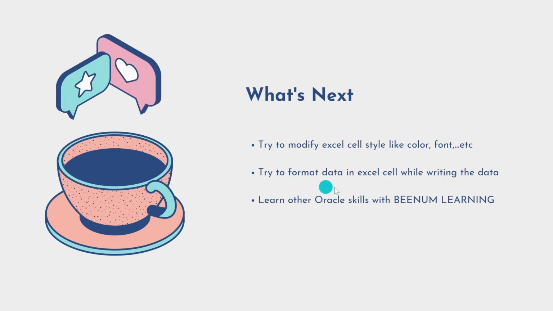Also, you can try to format the data in an Excel cell, that is you can convert it into a number, you can have a date format, a number format, a string format. There are a lot of other formats available, and you can try some other use cases as well, such as adding an image in your Excel file and other formatting.